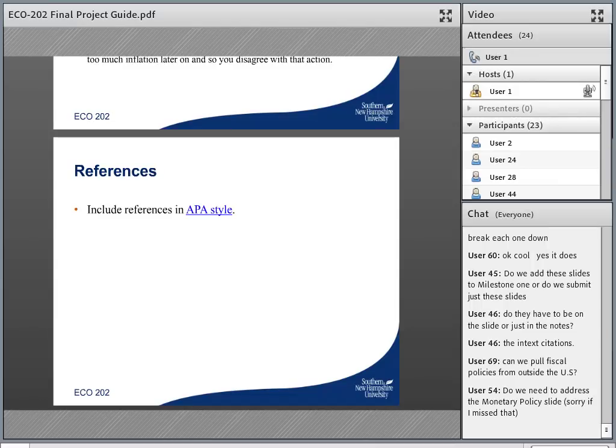So Christina asks, do we need to address the monetary policy slide? No. So that's your next milestone, which is next week. So next week we cover monetary policy, and we'll also do our milestone for that then. Monetary policy is anything that the Federal Reserve does. So if you're doing your research and you come across something that says the Federal Reserve did XYZ, do not include that in this milestone. It's monetary policy, save it for next week.